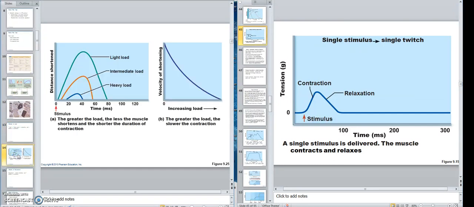Okay, we've already looked. Right here, see a light load, distance shortened, contraction, because you can bring it all the way. Intermediate, not as far. Heavy load, you can't bring it all the way up. Right? It's going to be harder. Now, one reason it's going to be harder too, this is what you have to think about. Now, I'm going to hit you with another way to look at this.